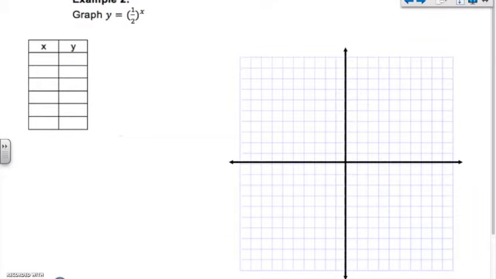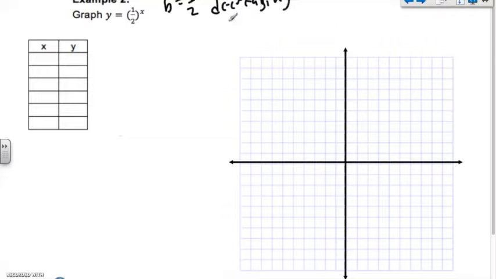So for example 2, we're going to graph y equals 1/2 raised to the x power. Now note this time that our b is going to be 1/2. So what do you guys think will happen with this graph? Is it going to be increasing or decreasing? All right, since b is between 0 and 1, this actually is going to be a decreasing graph.